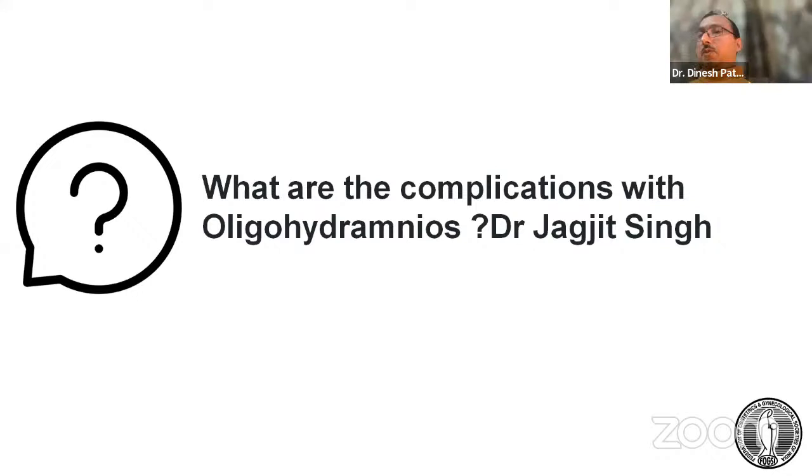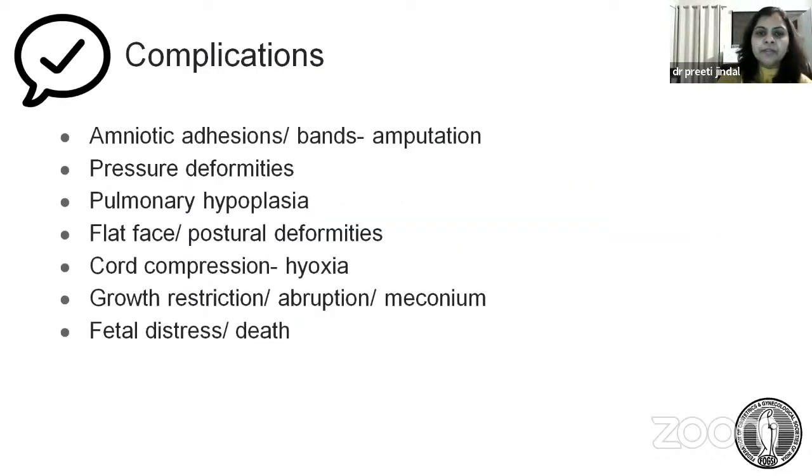And ma'am, the outcome is good. We have seen that outcome is good, especially in unexplained cases. If you manage reasonably well, outcome is very good for the baby. Yes, outcome is good, but I don't know what is the cause, but a lot of. Correct. Absolutely correct. So, Dr. Jagjit, would you now elaborate the complications with oligohydramnios, please?